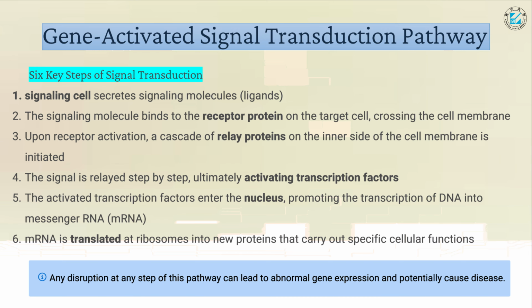Eventually, the signal activates a transcription factor. The transcription factor enters the nucleus and regulates gene expression. As a result, specific genes are turned on or turned off, leading to protein production and the cellular response. This mechanism is essential for development, tissue repair, immune response, and normal physiological regulation. However, abnormal signal transduction is closely associated with diseases such as cancer and autoimmune disorders.